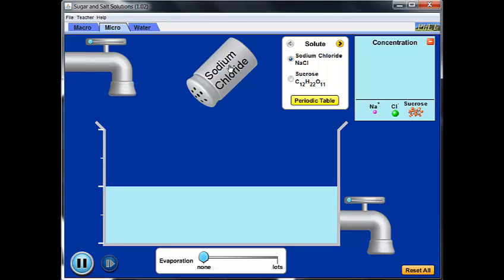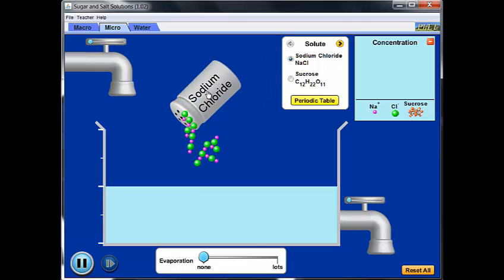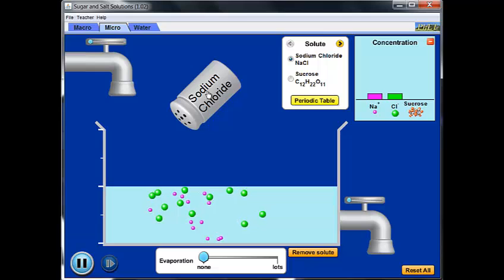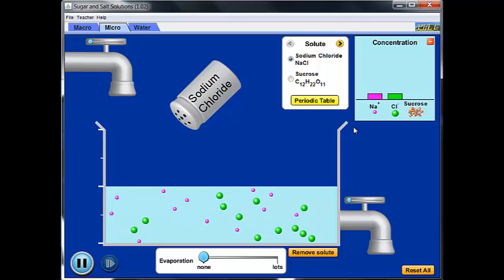When we pour salt in the water, notice how the sodium and chloride ions separate from each other. Having these charged particles, positive and negative ions, able to move about in the solution is what leads to conductivity. Now let's remove the salt and add in the sugar instead.